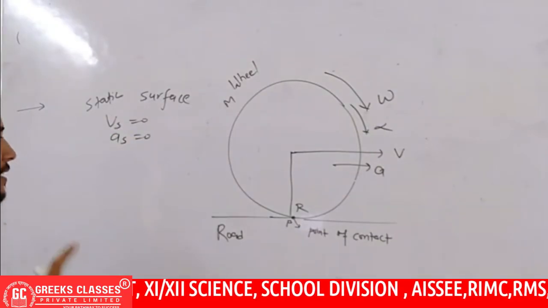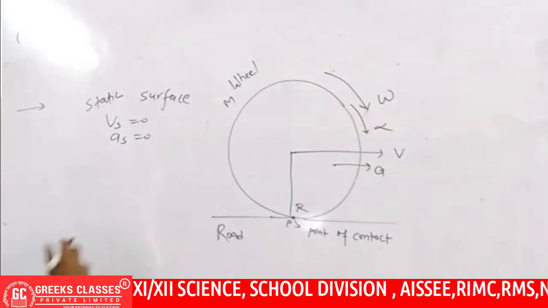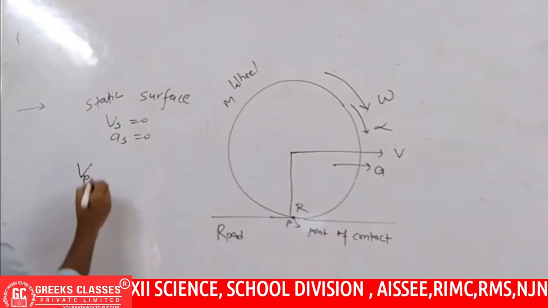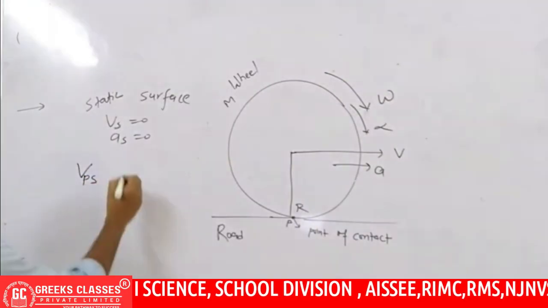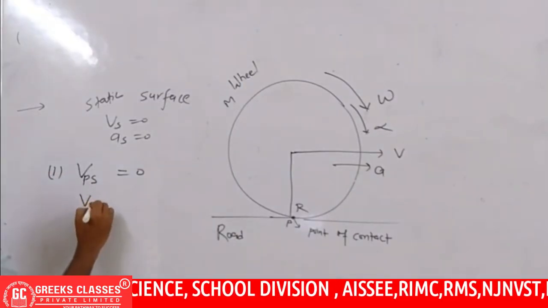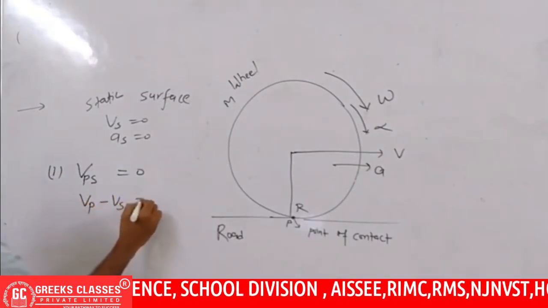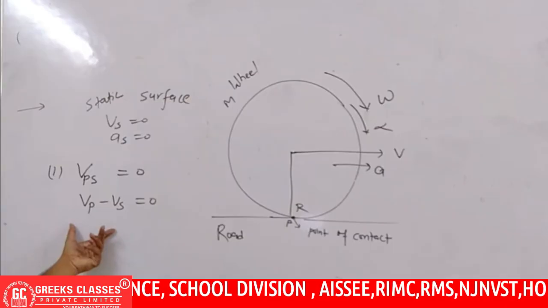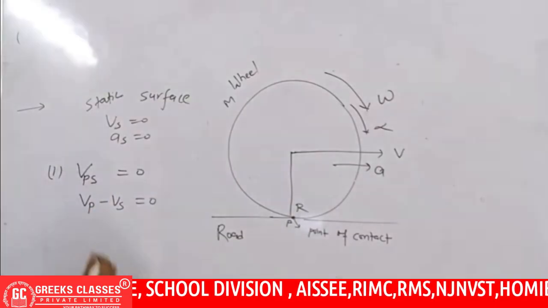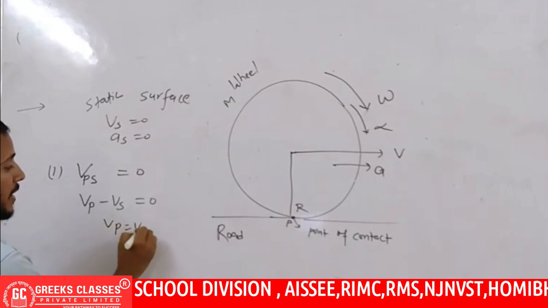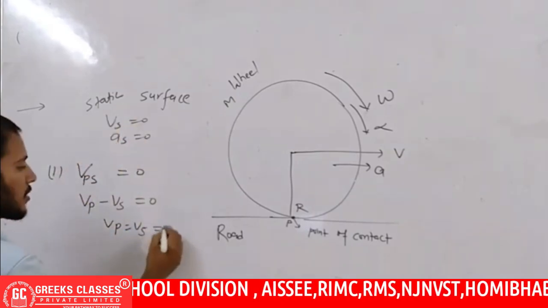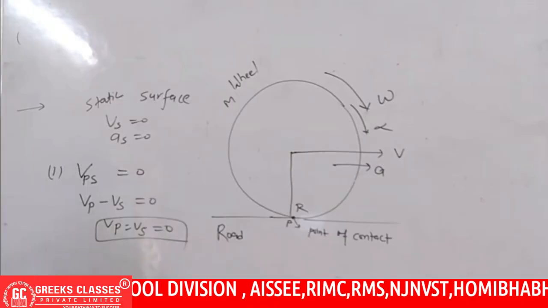So the first condition that we derived there was that the velocity of point P with respect to the surface is 0. This was condition 1. That means the velocity of point P minus the velocity of the surface is 0. Using the relative motion concept, Vp minus Vs will be equal to 0. That means Vp equals Vs, and as we know the surface is static, Vs is 0. That means the velocity of point P is 0.